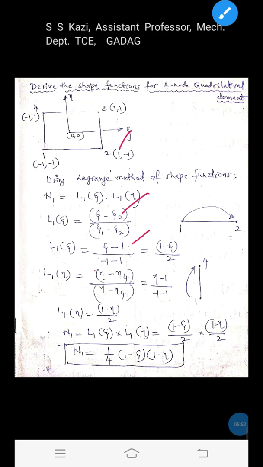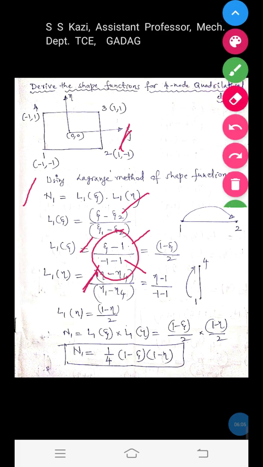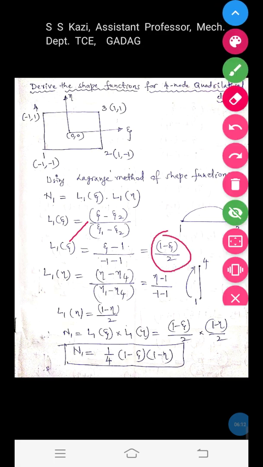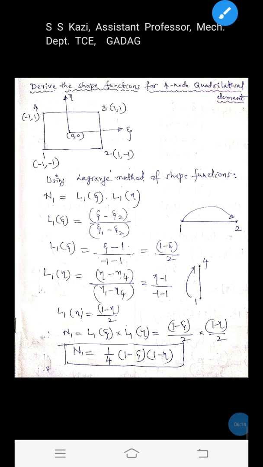And what is zeta 1? Zeta 1 value we have at node 1, the zeta value is minus 1. Minus 1 we will substitute here, and node 2 zeta value is 1, we will substitute here. By substituting these zeta 1 and zeta 2 values, and by calculating the ratio, we will get L1 of zeta is equal to (1 minus zeta) divided by 2. Now how did you get (1 minus zeta) by 2? (Zeta minus 1) divided by minus 2. Okay, minus you take inside, we will get (1 minus zeta) divided by 2.